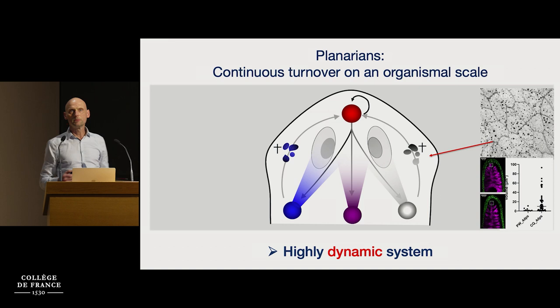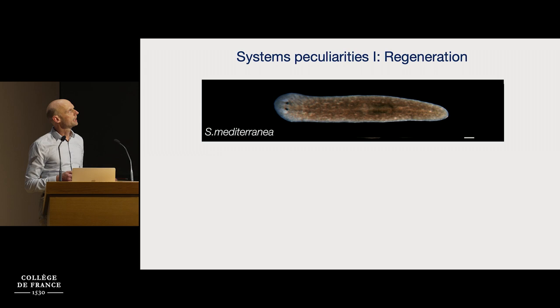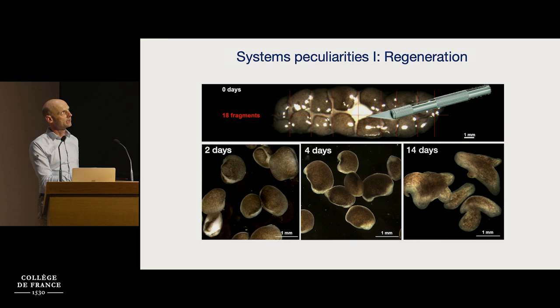Now, this bestows planarians with a number of interesting properties, and the first one is that they're incredibly good at regenerating. In this case, for example, this animal is cut into 18 pieces, once down the midline, 8 times across, and within just about 2 weeks, each one of these pieces reshapes itself into a complete and perfectly proportioned little planarian.